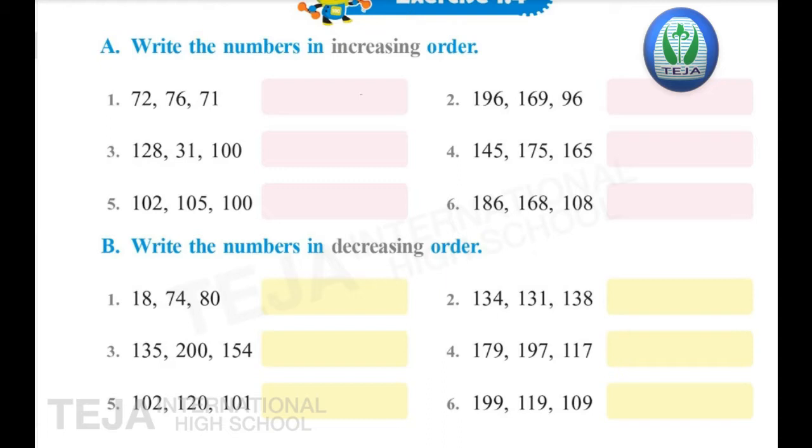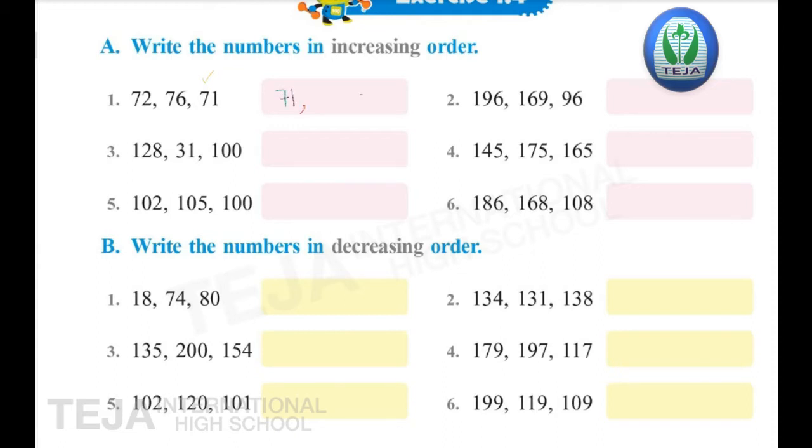In question 1, 3 numbers are given: 72, 76, 71. So first we have to write the smallest number among these 3. So out of these 3, what is the smallest number, children? Here 72, 76, 71. What is the smaller number? Here 71 is smaller than 72 and 76. So first we'll write 71 here in the box.